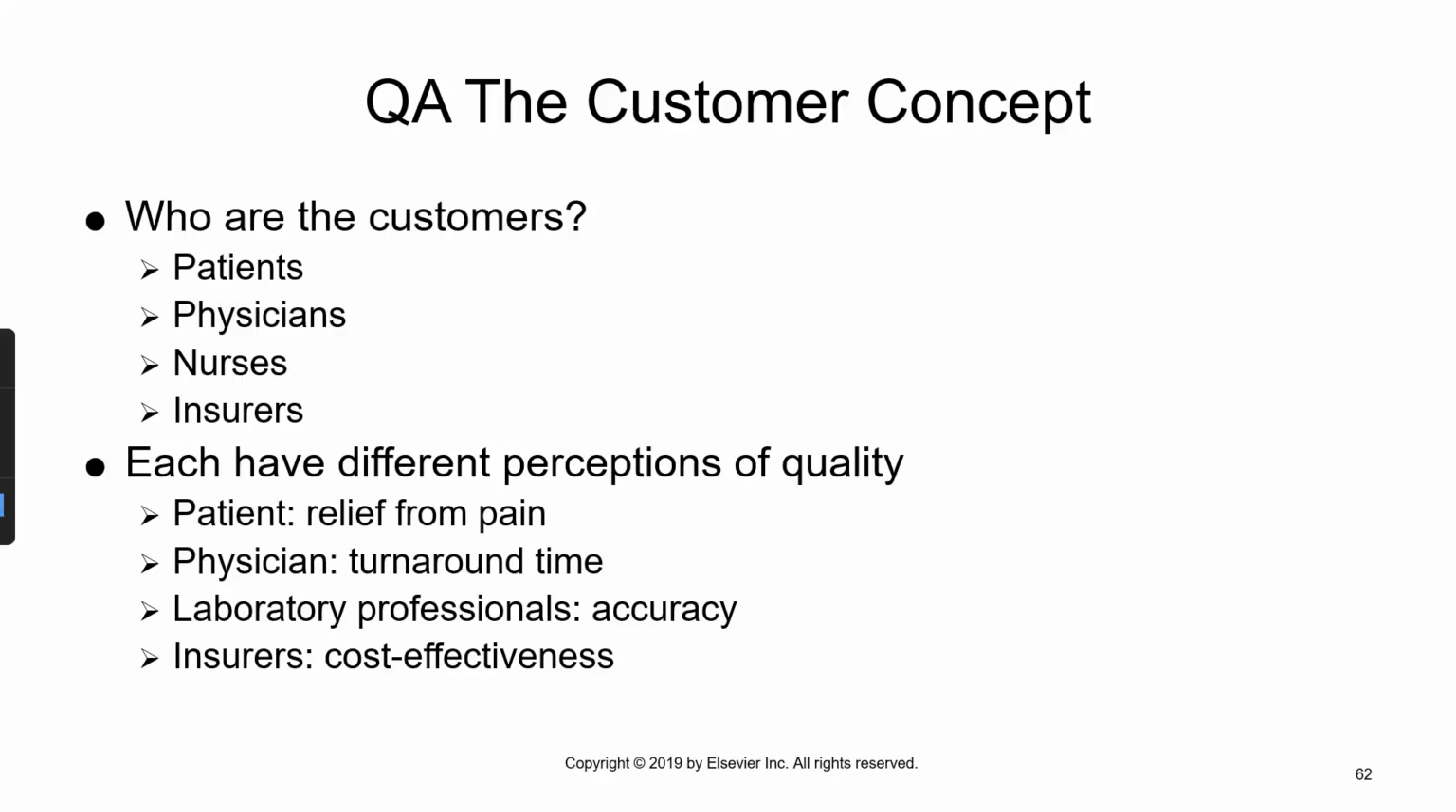So who are the customers in quality assurance? The patients are customers because patients, like I said, are not going to return to a healthcare facility if they're continuously getting misdiagnosed. Physicians: if an ordering physician is getting incorrect results or weird results or not getting results on time, then the physicians are the customers.